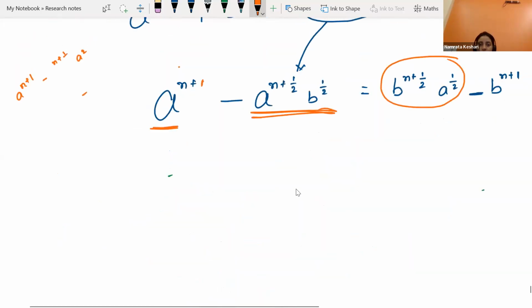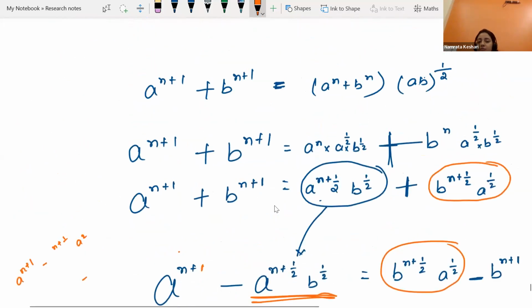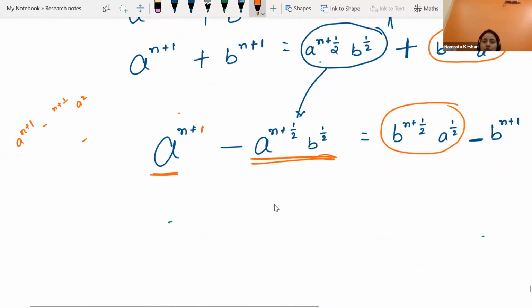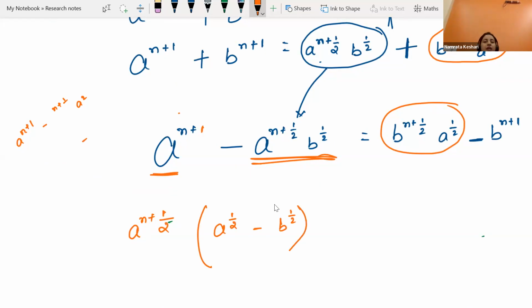One thing we can do over here. Since we want to find the value of n, right? Whatever way we have placed it is completely fine. What we will do is take a to the power n plus 1 by 2 common, which we were doing previously also. And from here we can see that a to the power 1 by 2 minus b to the power 1 by 2 is left, right, Ali and Alina, right?